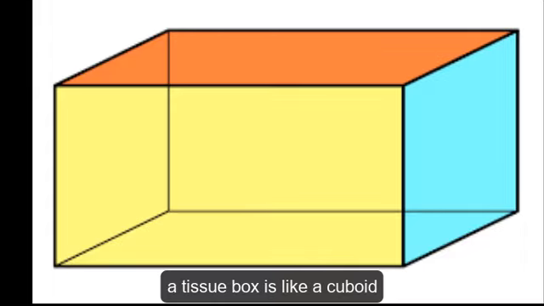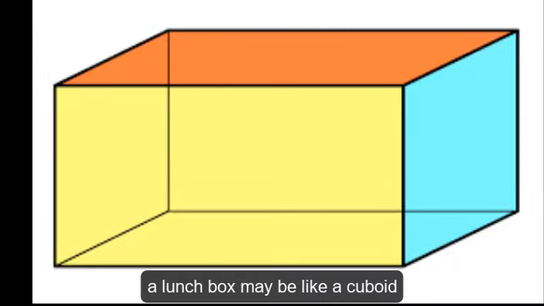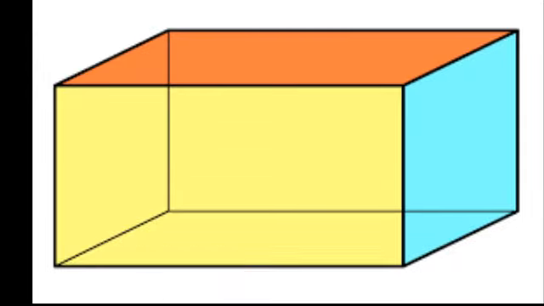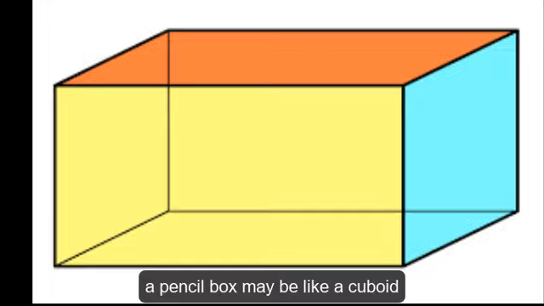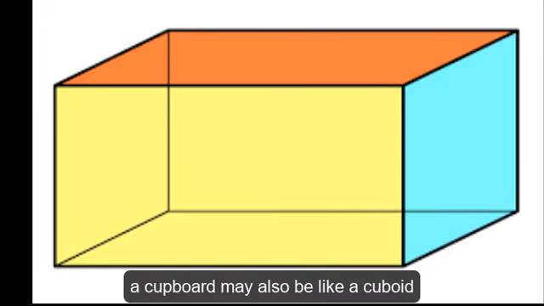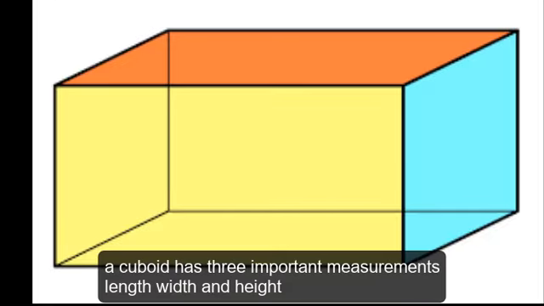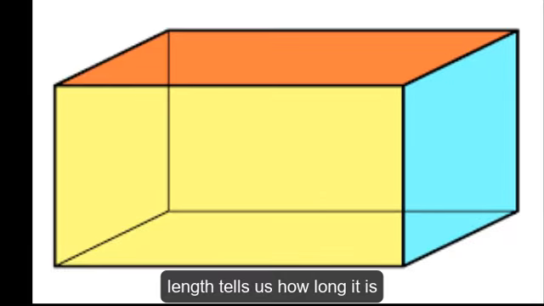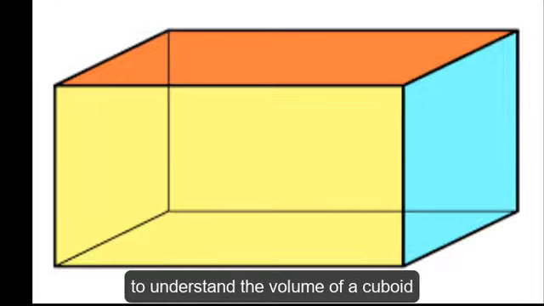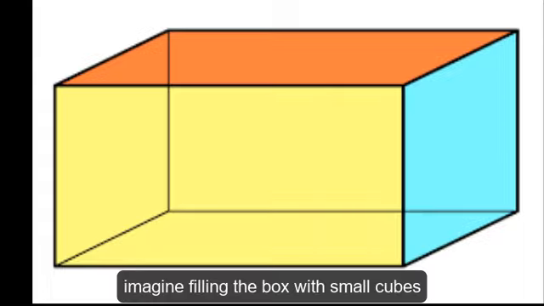A tissue box is like a cuboid. A lunchbox may be like a cuboid. A pencil box may be like a cuboid. A cupboard may also be like a cuboid. A cuboid has three important measurements: length, width, and height. Length tells us how long it is. Width tells us how wide it is. Height tells us how tall it is. To understand the volume of a cuboid, imagine filling the box with small cubes.